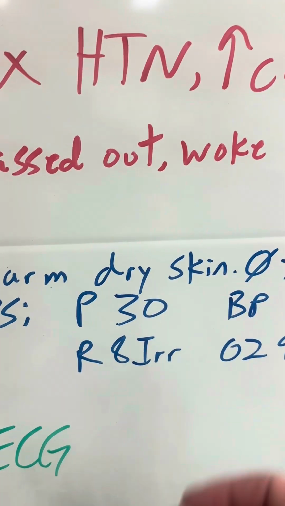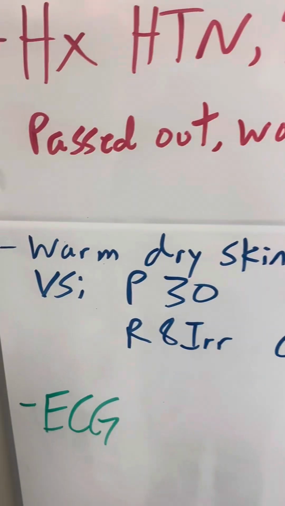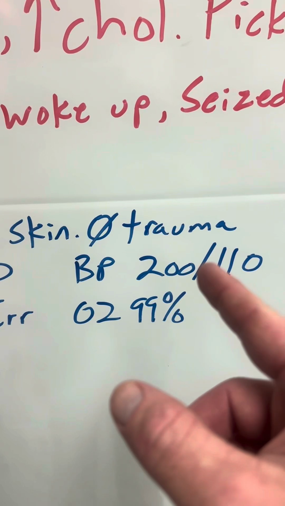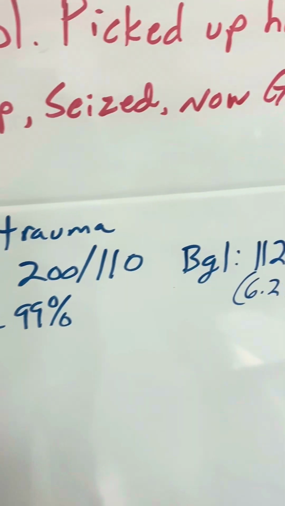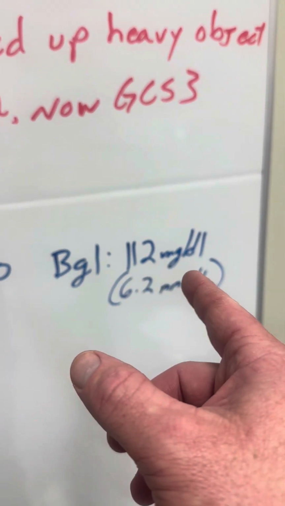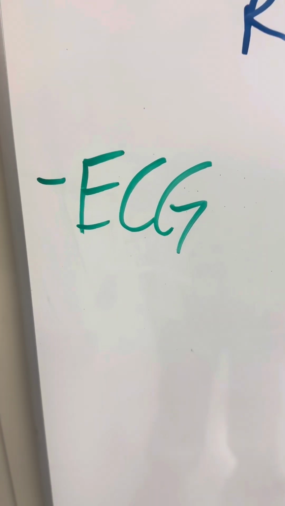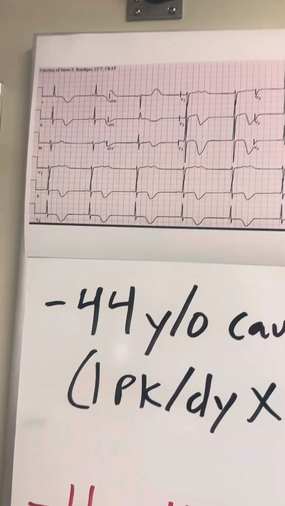So skin, warm, dry, okay? No trauma, nothing obvious here. Vital signs: pulse is in the 30s, respirations are 8 and irregular. Blood pressure is 200 over 110, O2 is 99%. His BGL is 112 milligrams per deciliter. That's 6.2 millimoles for the rest of you guys in the world. And of course your test in EMS is going to be your EKG, which you've already taken a look at.